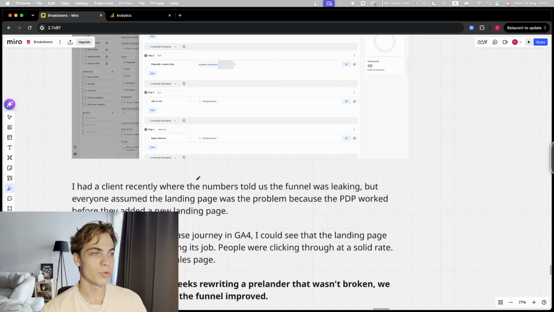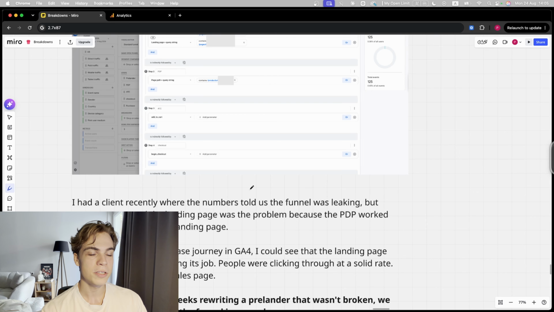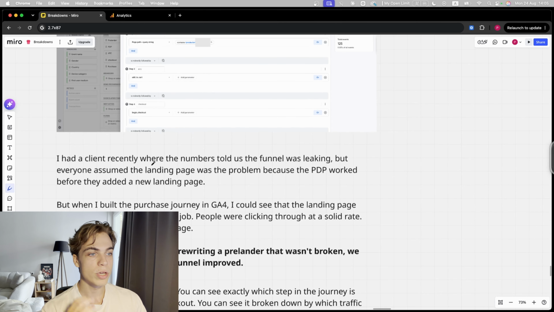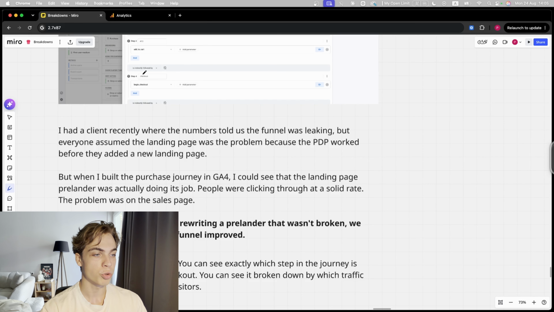I had a client recently where the numbers told us the funnel was leaking, but everyone assumed the landing page was the problem, because the product details page worked before they added a new landing page, a new pre-lander. But when I built this purchase journey in Google Analytics, I could see that the new pre-lander was actually doing its job, people were clicking through at a solid rate, and the problem was actually on the sales page. So instead of spending weeks rewriting and building a new pre-lander that wasn't broken, we fixed the sales page and the funnel actually improved. And that's the power of this report.